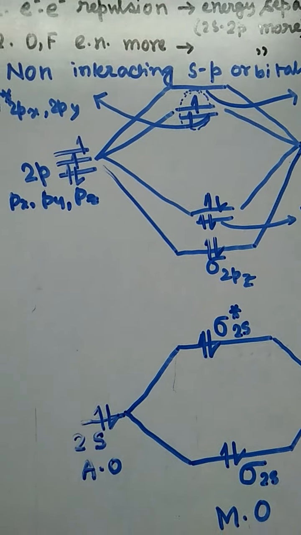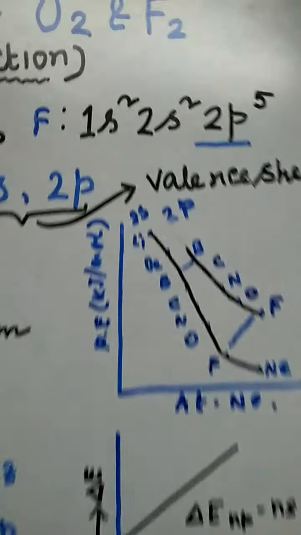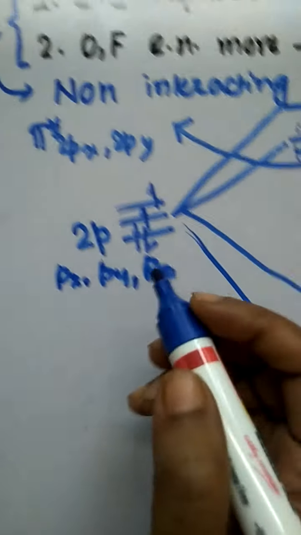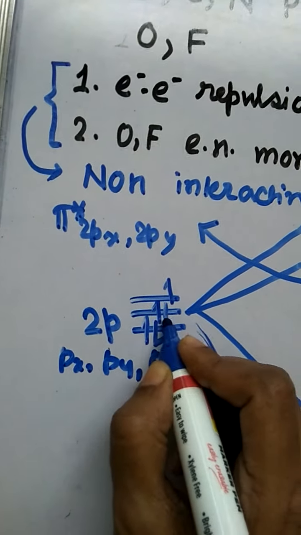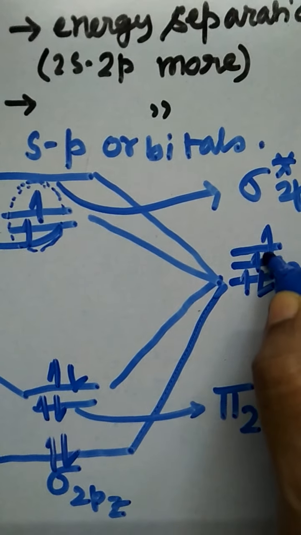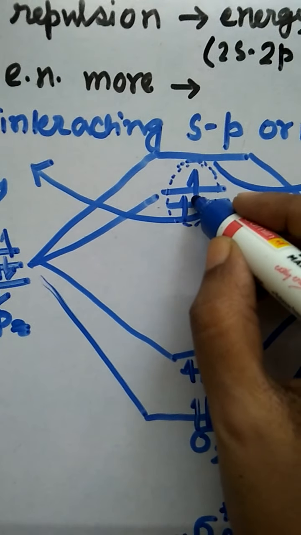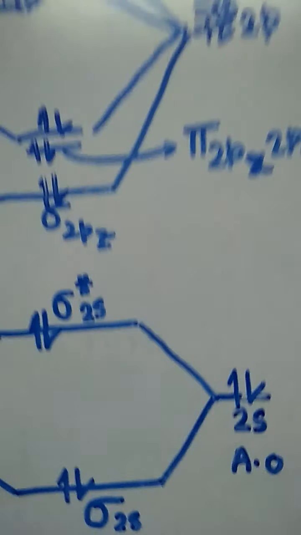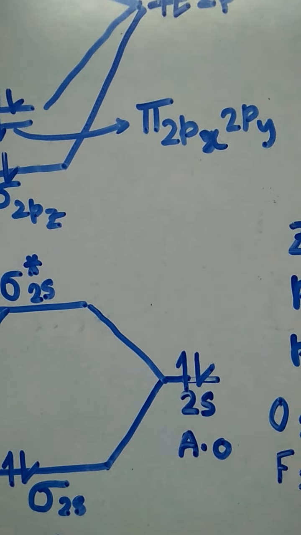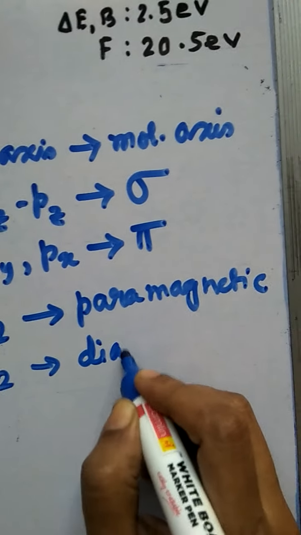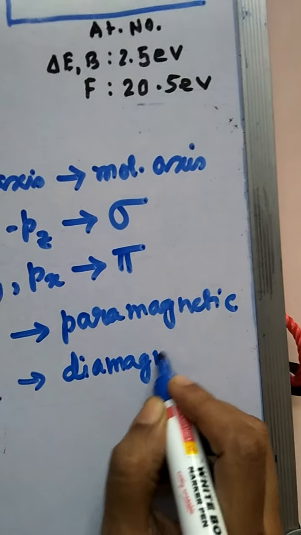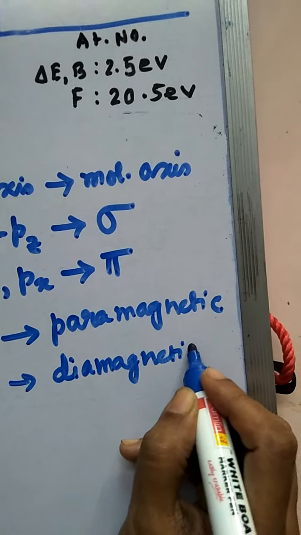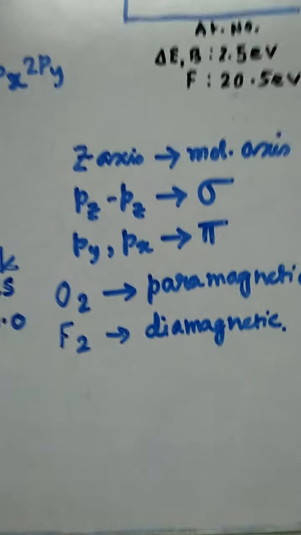If we go for fluorine, what will happen? You will have 2p5 configuration. That means you will have 4 here, so 1 electron will be added in here, 1 electron will be added in here. Now these electrons will be paired up. So fluorine is basically diamagnetic in nature. Oxygen is paramagnetic, but fluorine is diamagnetic in nature.